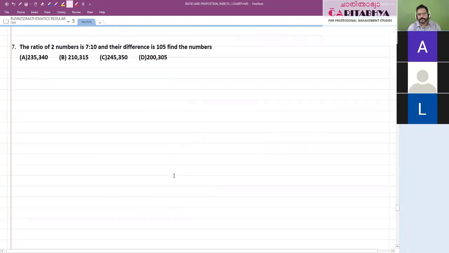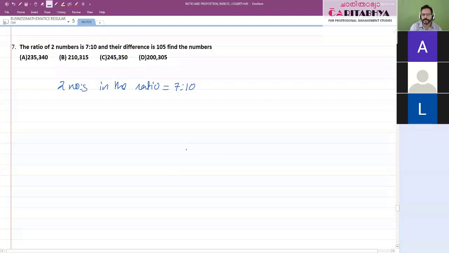The ratio of two numbers is 7:10 and their difference is 105. Find the numbers. Try your answer over here. Two numbers are in the ratio 7:10 and their difference is 105. Find the numbers. Two numbers are in the ratio 7:10.